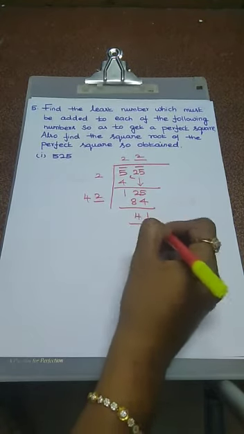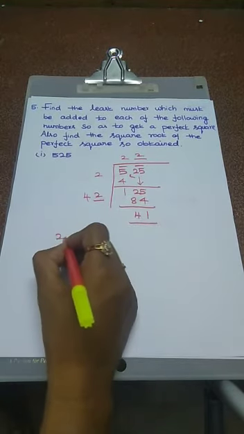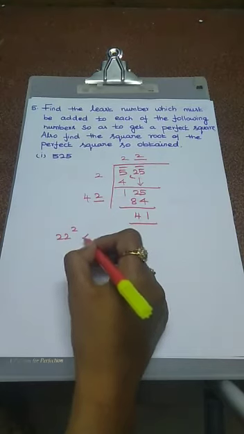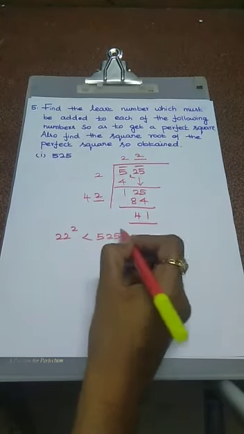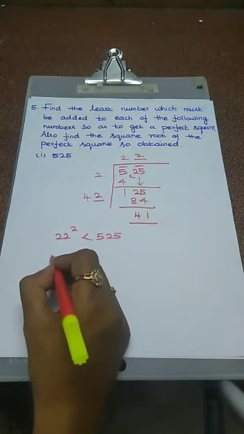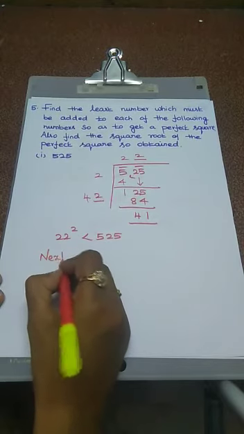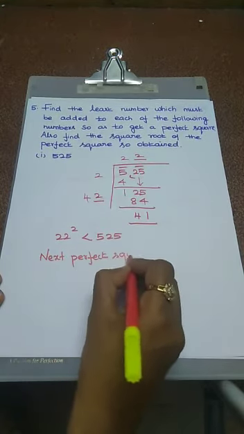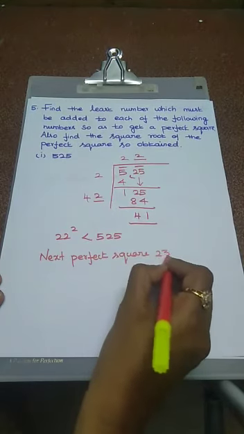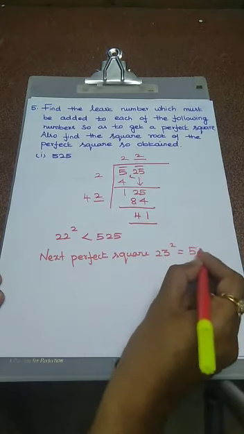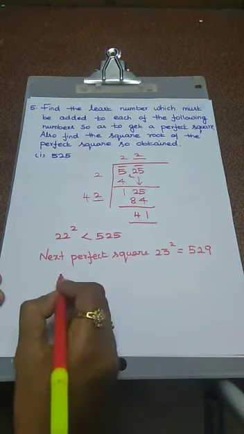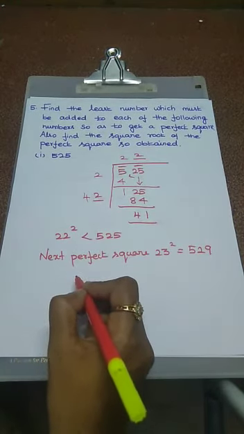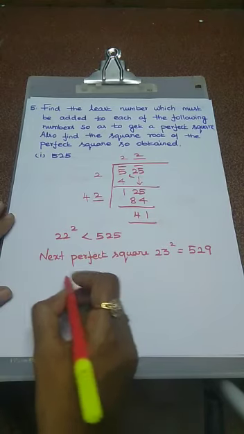This shows that 22 square, that is the quotient value, 22 square is actually less than 525. So the next perfect square is 23 square. So choose the value. Next perfect square, 23 square is equal to 529. So the number to be added is 23 square minus 525. What is the value?